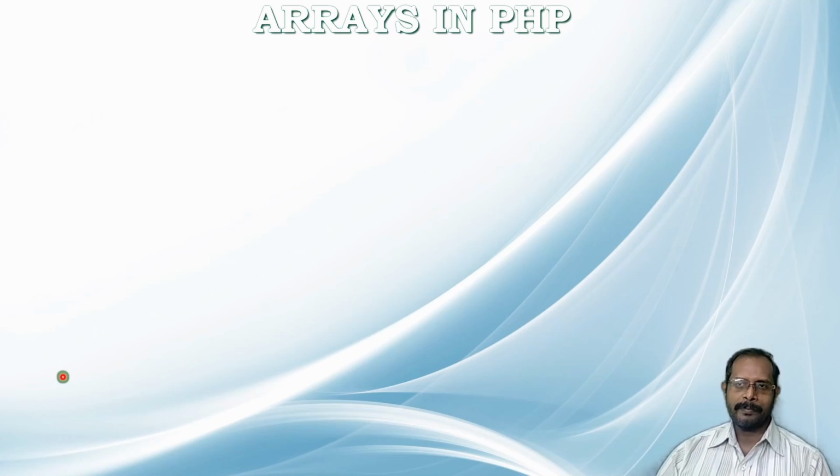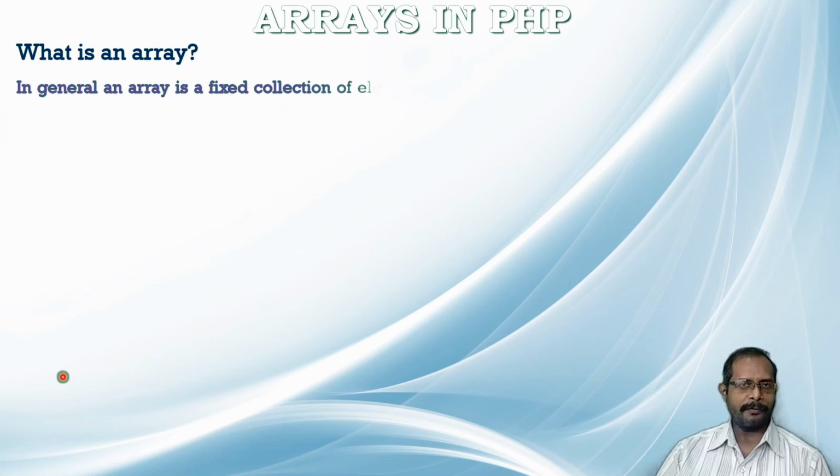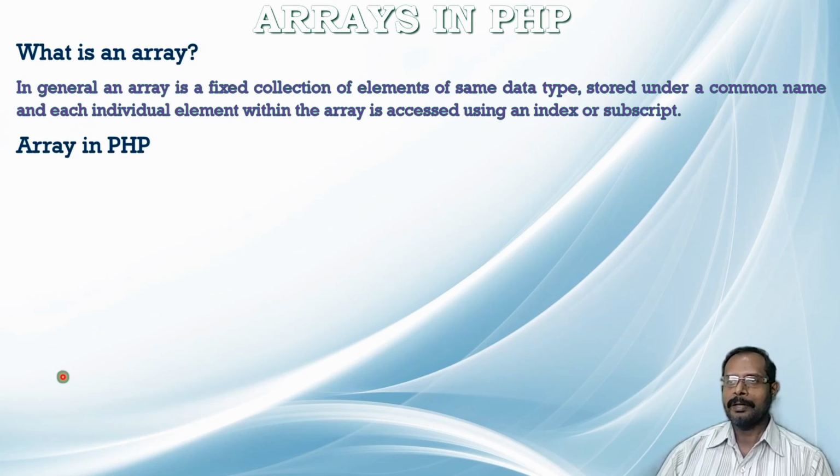What is an array? As per the definition given by data structure, an array is a fixed collection of elements of the same data type stored under a common name, and each individual element of the array can be accessed with the help of a subscript or an index.